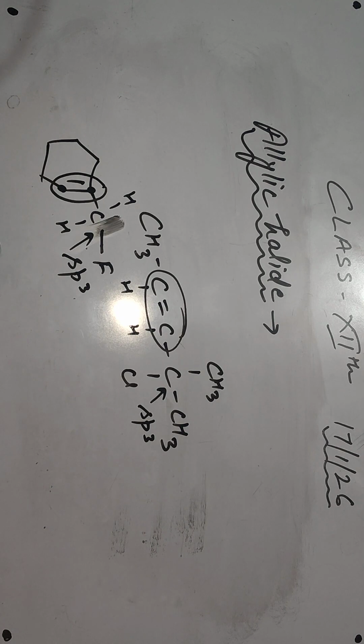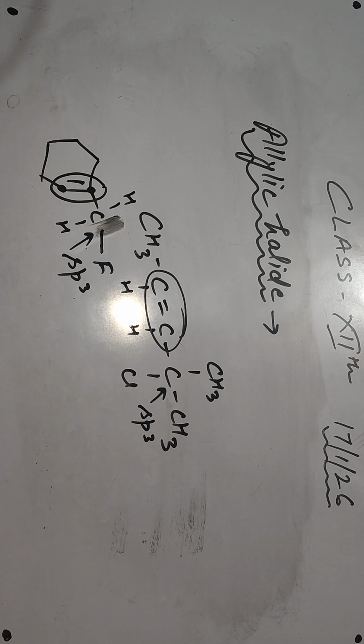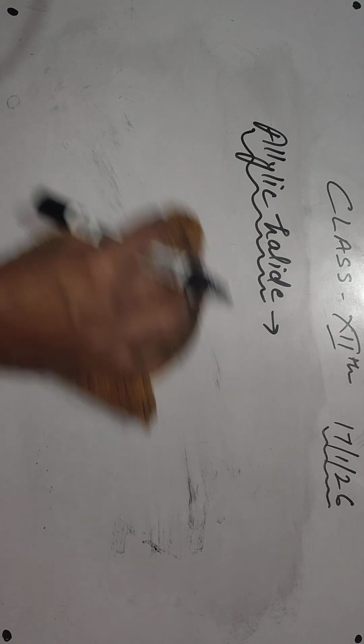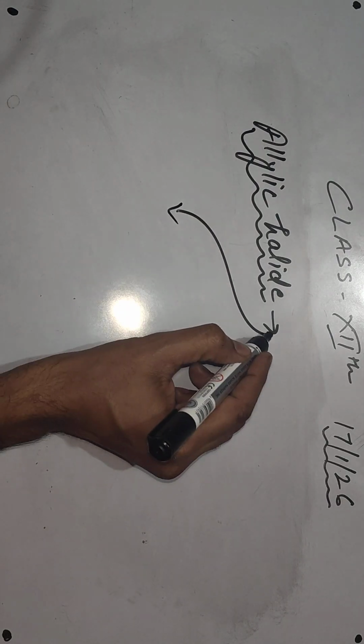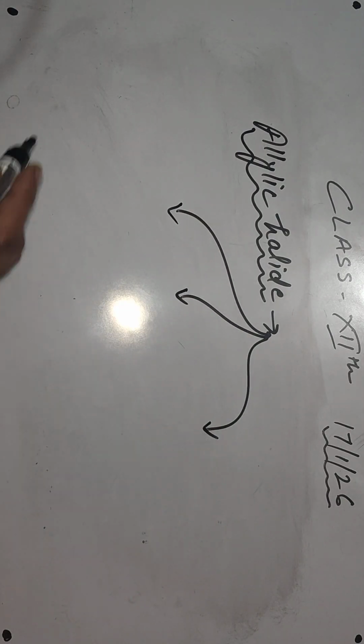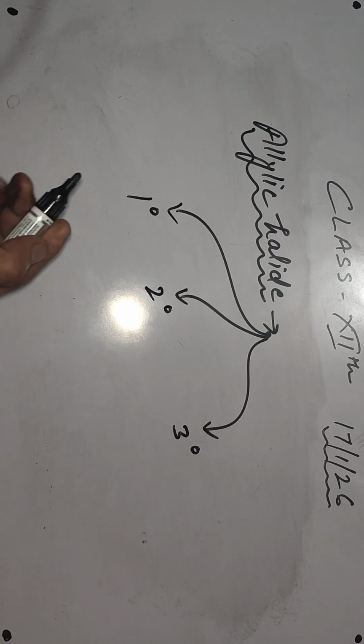That's it. This is the condition of allylic halide, meaning both are allylic halides. In this fashion, you can find out whether they are allylic halides or not. Now, allylic halides are also of 3 types: 1 degree, 2 degree, 3 degree.